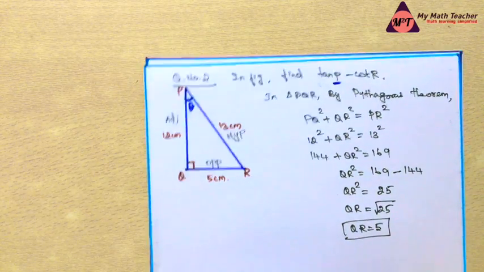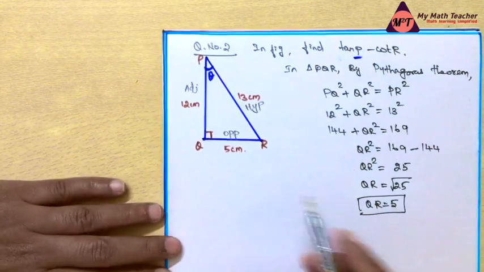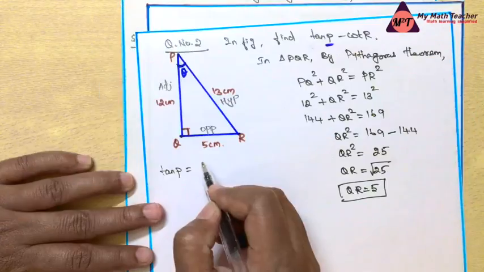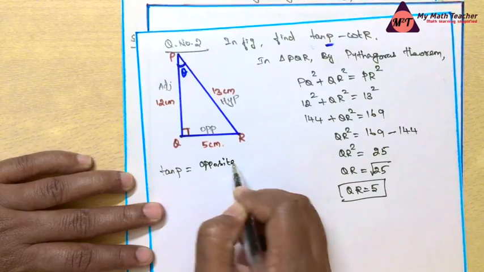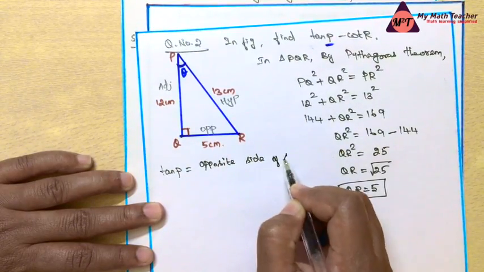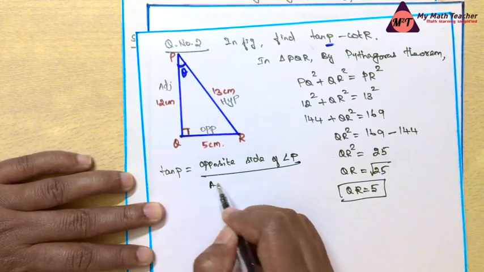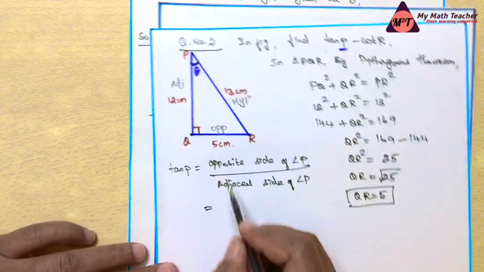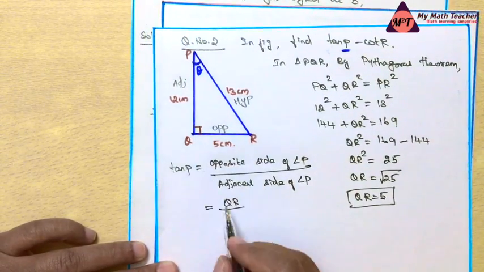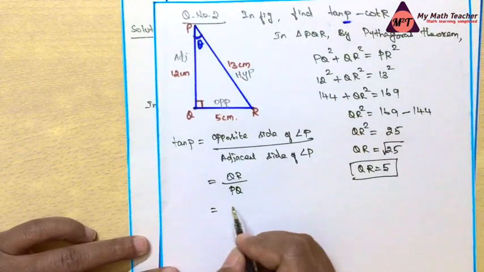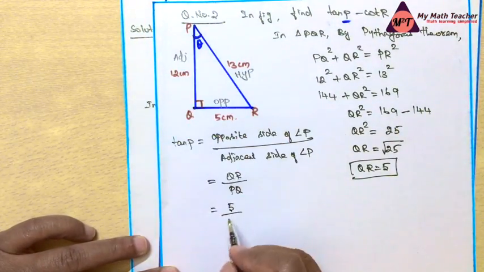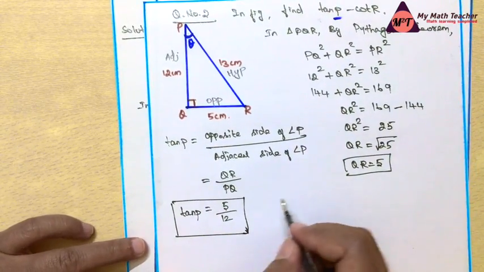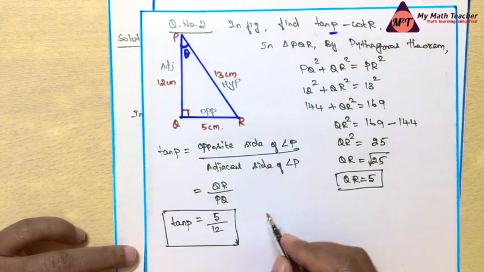Now with this information we are going to find tan P minus cot R. First tan P. As we know, TOA. What is tan? Opposite side of angle P by adjacent side of angle P. Opposite side is QR by adjacent side is PQ, which is 5 by PQ is 12 here, that is tan P. Okay, now we have to find cot R, then we have to subtract it.